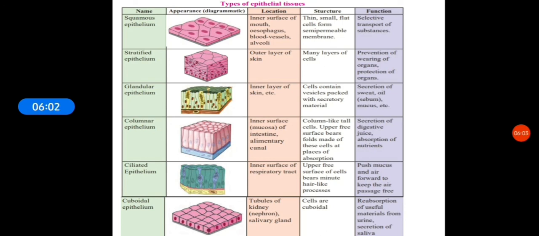The sixth type is cuboidal epithelium. It is present in the tubules of kidneys and salivary glands, and it is made up of cells which are cuboidal in shape. The function performed by cuboidal epithelium is reabsorption of useful materials from the urine and secretion of saliva.